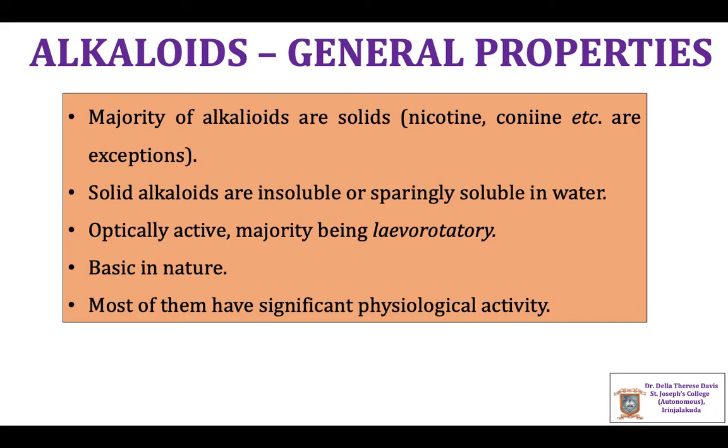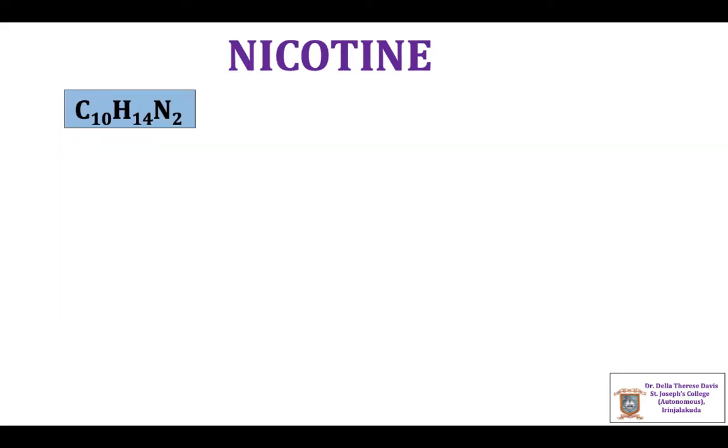The majority of alkaloids are solids, except nicotine, coniine, etc. And these solids are insoluble or sparingly soluble in water. They are optically active and the majority are levorotatory. Alkaloids are basic in nature and most of them have significant physiological activity. We shall discuss nicotine, coniine and piperine in detail.